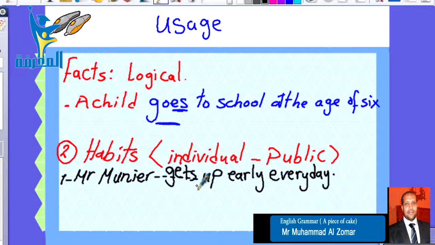Because it's talking about Mr. Munir's habit. It's an individual habit for Mr. Munir only.